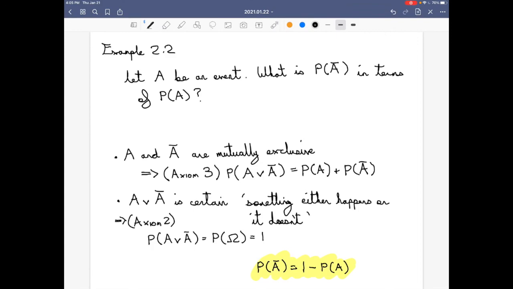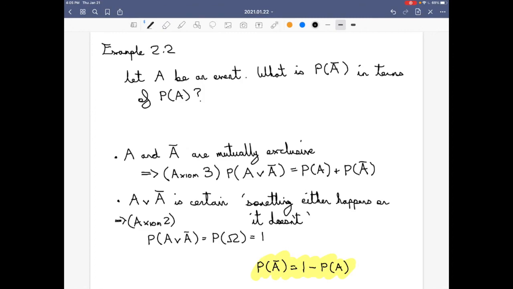And then we can just do elementary rearrangement to get the formula that we're asked for in the question. We just say the probability of A complement is 1 minus the probability of A. You can think of this formula as something you know on a mathematical level about probabilities.